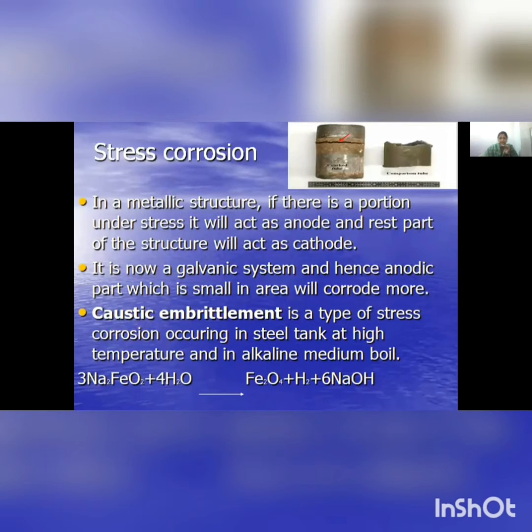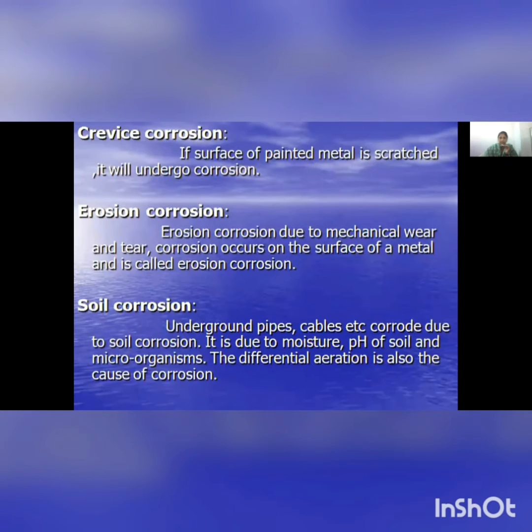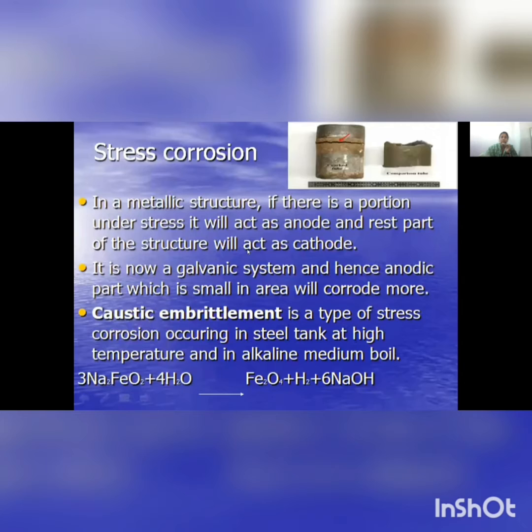In a metallic structure, if there is a portion under stress, it will act as anode and the rest of the structure will act as a cathode. For example, if you take a stressed nail, the head and tail parts act as the anode and the bottom part acts as the cathode. So the head and tail parts undergo corrosion.